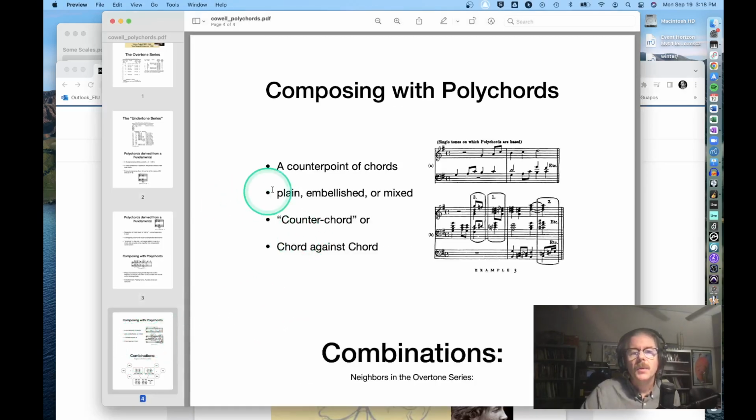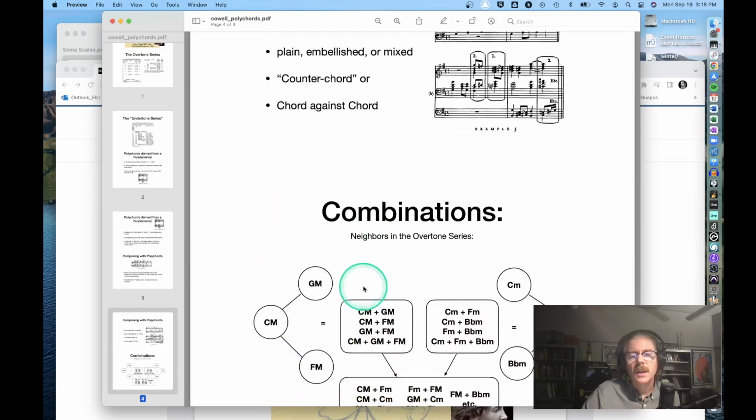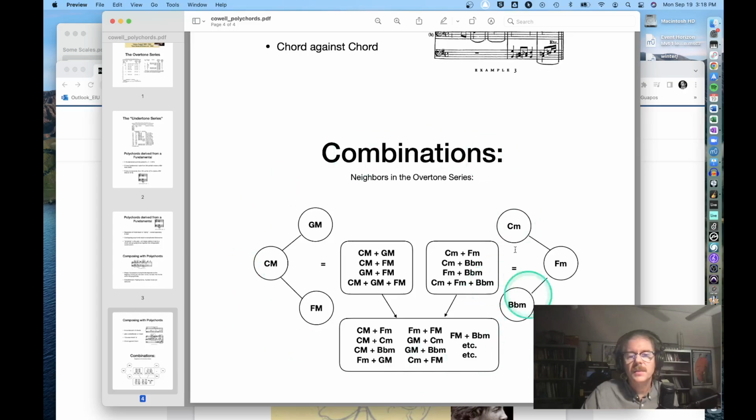So we're thinking about composing with polychords in a way where we create a counterpoint of chords, where you're creating a chord against chord relationship. This slide attempts to simplify what we're trying to do, which is basically to experiment with combinations of chords. If a lot of this is pretty intense in terms of terminology, that's okay. Just bear with it and see it for the basics of what it is: combining chords that are either related or not related.